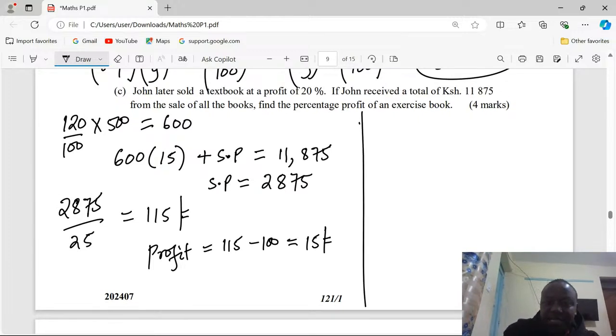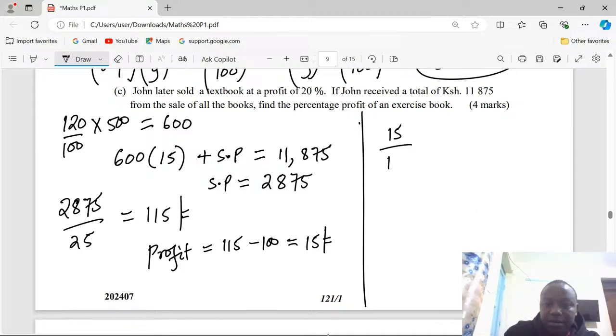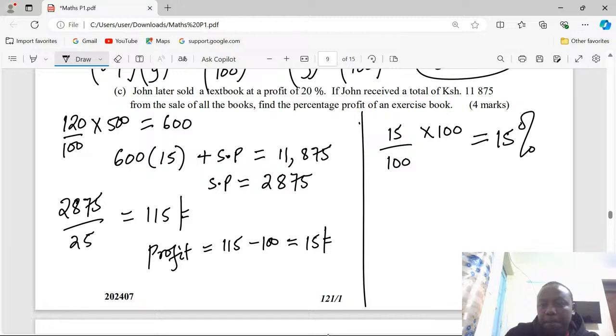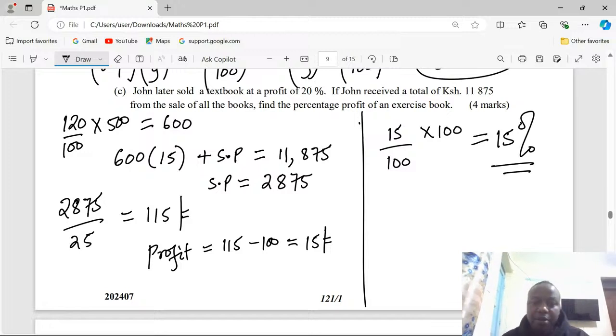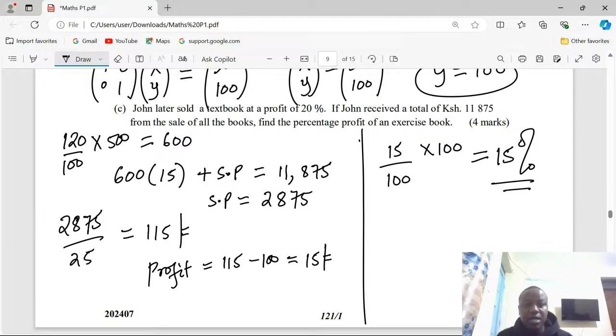So now percentage profit becomes profit out of the buying price multiplied by 100. This is exactly going to be 15%. So John made a profit of 15% from the sale of an exercise book.